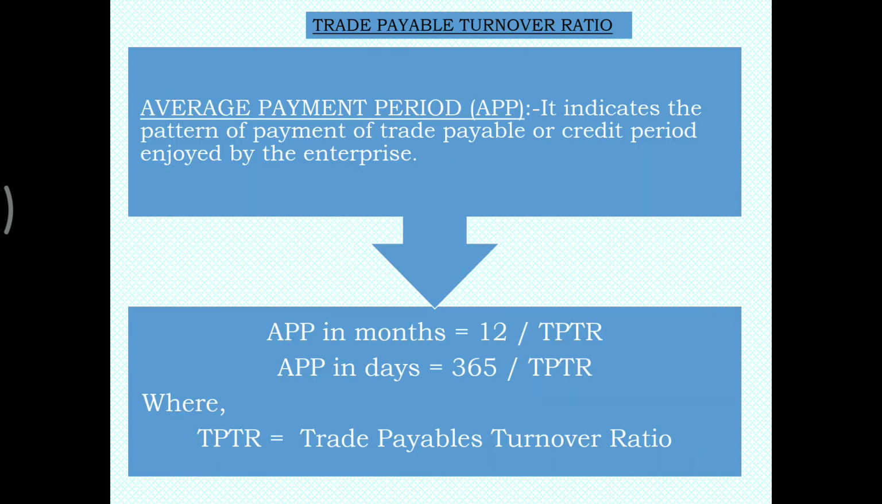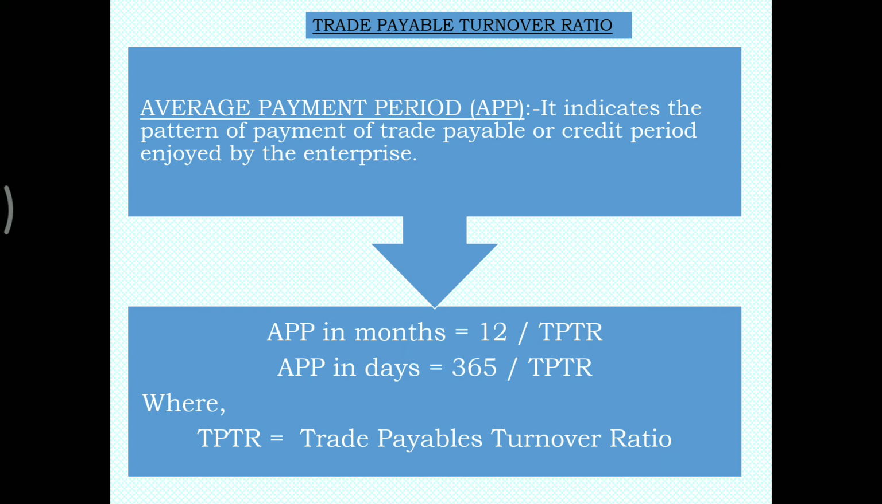It is another way, a different formula in this one, trade payable turnover ratio, average payment period: how frequently the enterprise is paying to its suppliers. Okay, and in the same way, if you have to calculate in months, 12 divided by trade payable turnover ratio. If you have to calculate in days, it is equal to 365 days divided by trade payable turnover ratio, and the assumption for the number of days in a year is the same as we had discussed. Okay.